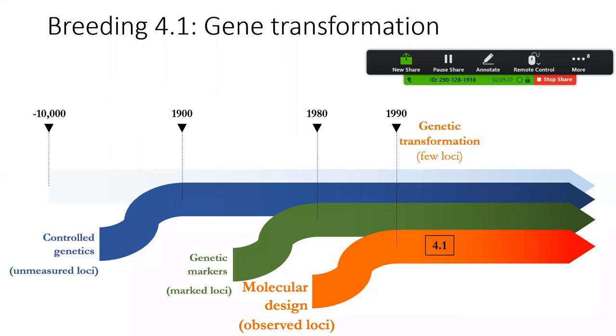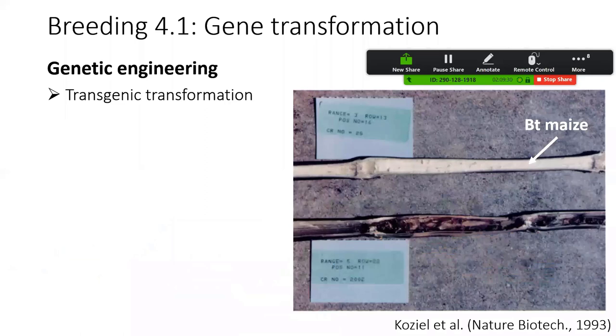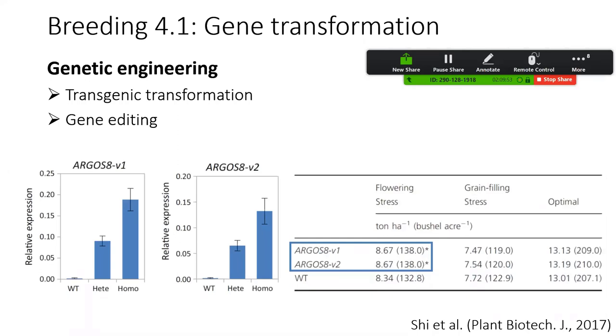And so one instance of this phase was just genetic transformations, which appeared around the 90s. We're still using this type of methodology, for example, in transgenic transformation for the development of Bt maize, which proved to be much more resistant to the European corn borer, after we introduced a particular gene from a bacterium. Other transformation methods targeted at particular loci, for example, gene editing, brought about by TALENs, but also more recently and more effectively by CRISPR-Cas9 technology.